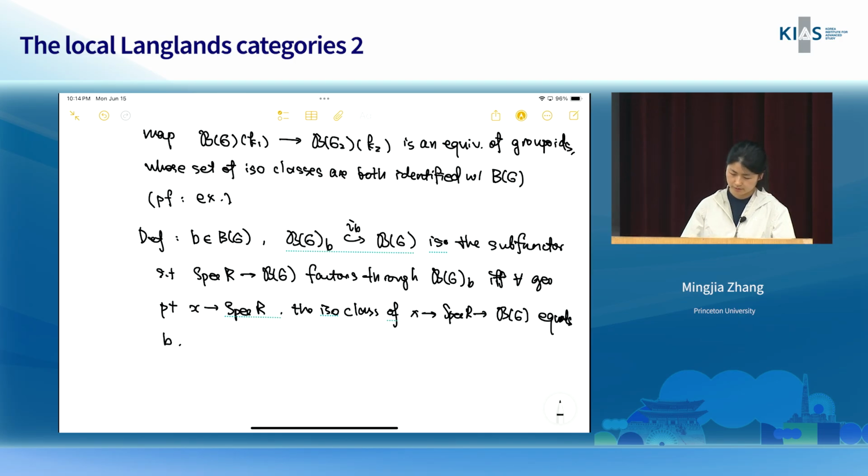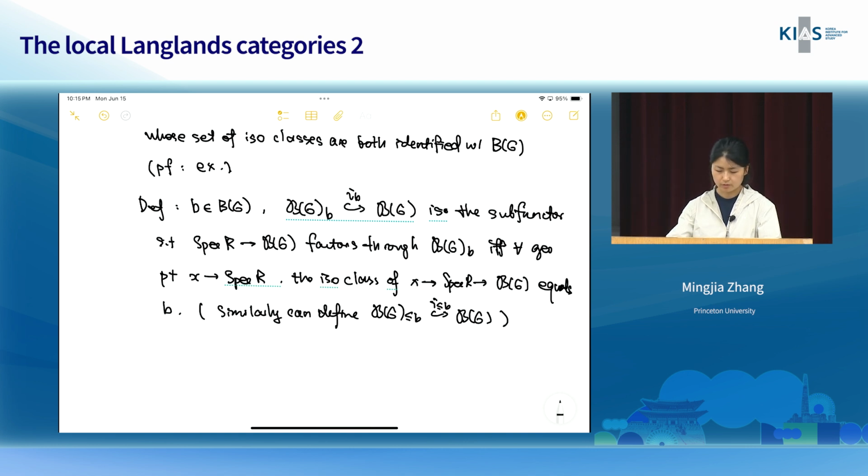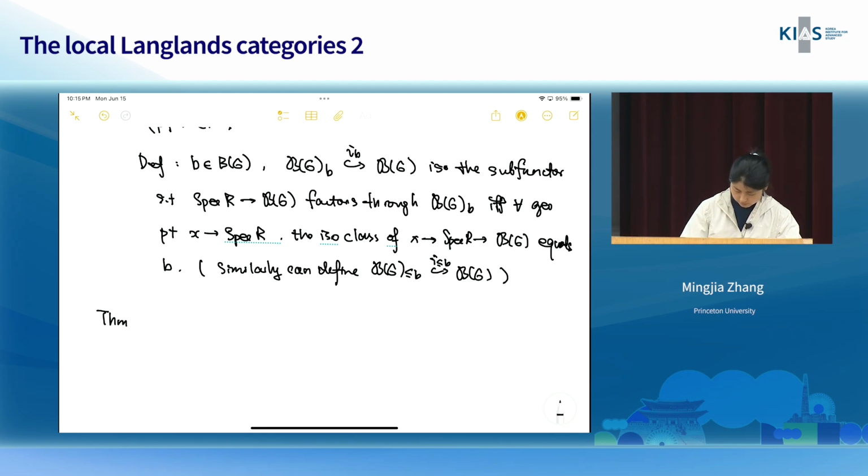And similarly, one can define subfunctors with smaller or equal to conditions, where the partial order is the one introduced yesterday for the Kottwitz set. Okay, so for people who have seen similar constructions in the Bun_G setting, this is certainly not surprising, and it's probably familiar. And the main result regarding these Newton stratifications, so this is 3.31 in Xinwen's local Langlands paper, is the following.